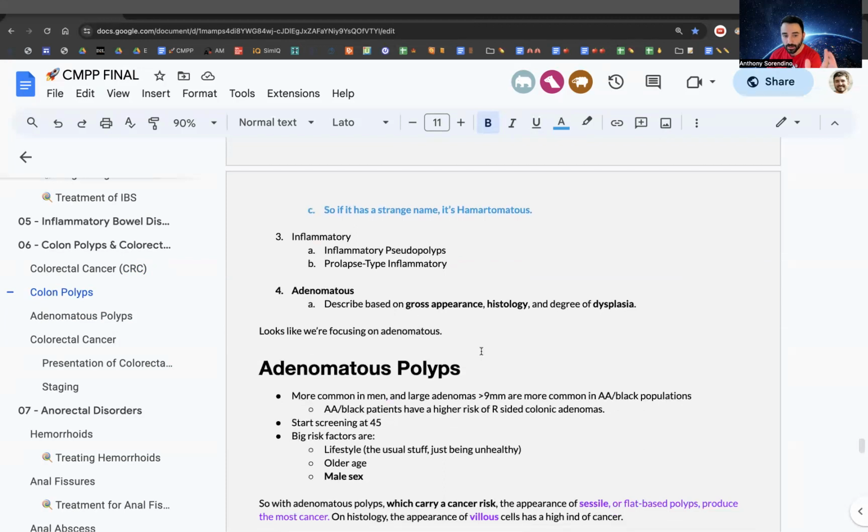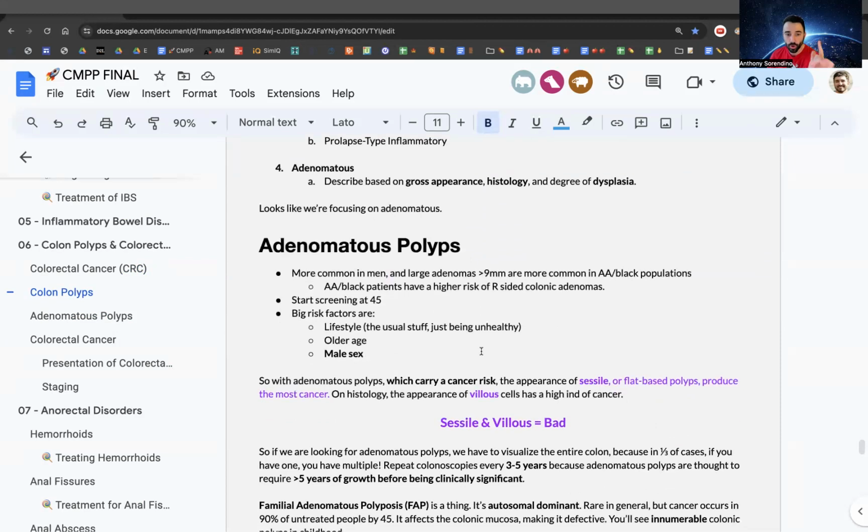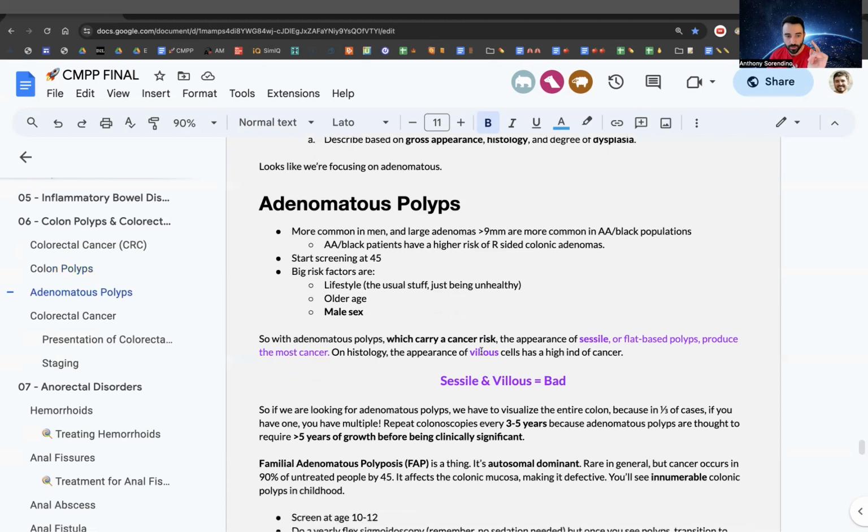The adeno ones here are the most important because these are the cancer causing. So you're going to describe these based on their gross appearance, their histology, and their dysplasia, okay? These are going to be more common in men, and also you're going to see this more commonly in the African-American population as well. They have a higher risk of right-sided colonic adenomas. You're going to start screening them at 45. Big risk factors here are lifestyle. I didn't list them all out. It's all the usual stuff: obesity, lack of exercise, smoking, older age, and male sex as well.